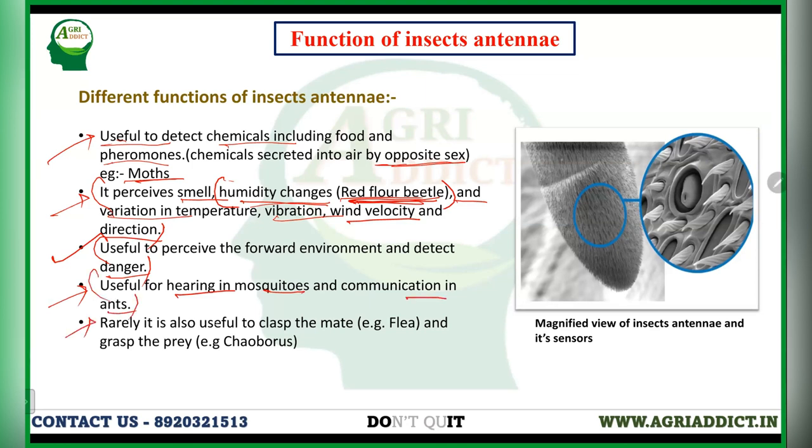And rarely, it is also useful to clasp the mate in flea insects for copulation or mating. The male insect uses its antenna to clasp the female insect. It is important; this question can be asked because it is an exception. And also in grasping the prey: Chaoborus is an insect which has very long antenna. It is extremely muscular, and there is a lot of muscle in its flagellum, so it can use its antenna to catch its prey. So here antenna is used for the purpose of predation. Just remember these two functions of antenna, clasping of mate and grasping the prey, that is flea and Chaoborus respectively.